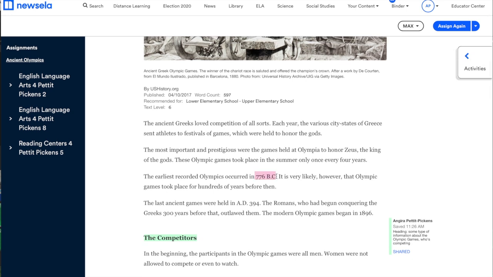This is also a great opportunity if you wanted to chunk paraphrase. I know we've learned that in the past, where you take it section by section and then on the side you can paraphrase and say what each thing is about. So for instance, the ancient Greeks loved competition of all sorts. Each year, the various city-states of Greece sent athletes to festivals of games which were held to honor the gods, right? So this whole section here, or these 2 sentences here, just giving me an overview about the importance of the Olympics to the Greeks.